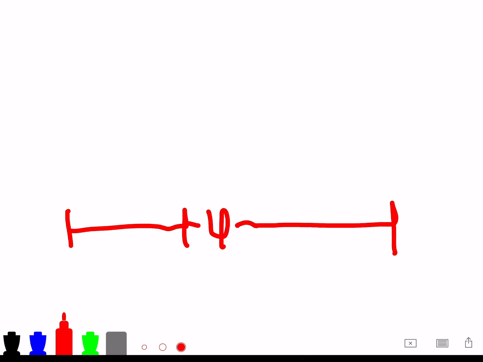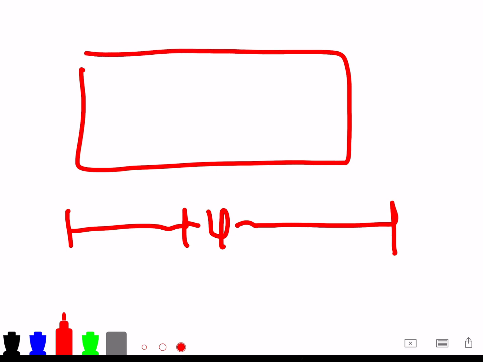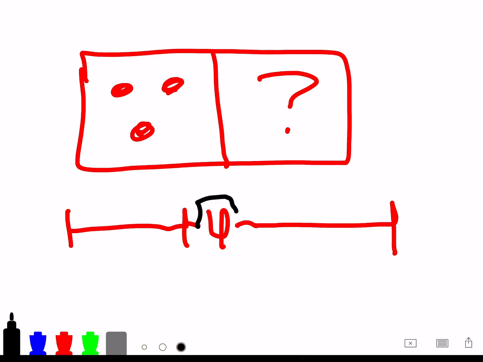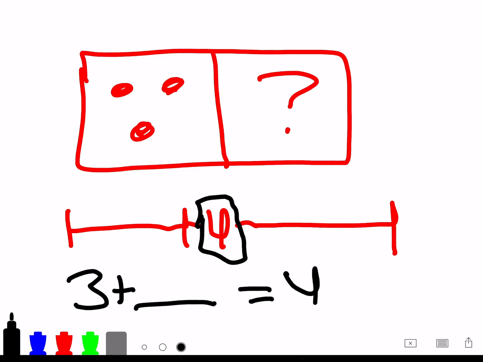Let me write this a little better. So you have 1 big pizza, so it's going to be at the bottom. And our pizza had 4 slices. But then we ate 3. So 1, 2, 3. And we're trying to figure out how many we have left over to get to number 4. That's how many we started out with. So you can write this problem: 3 plus blank equals 4.